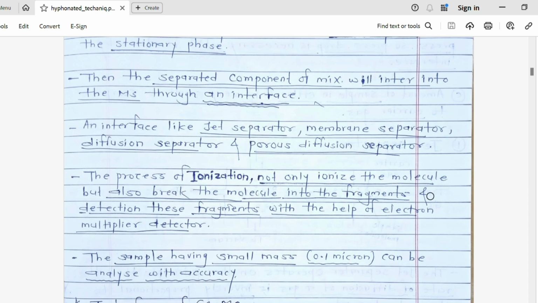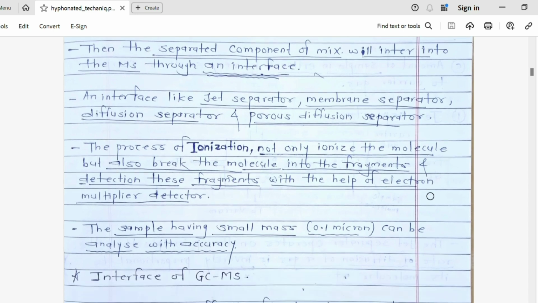So now we are going to see what occurs inside the mass spectrometer. The process of ionization not only ionizes the molecule but also breaks the molecule into fragments, and these fragments are detected with the help of the electron multiplier detector.